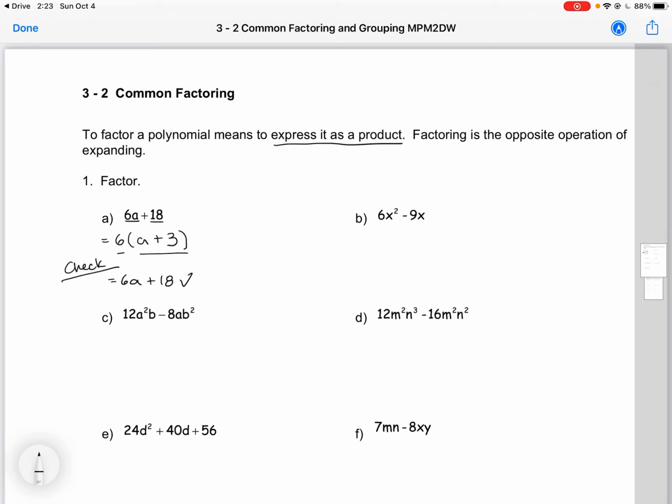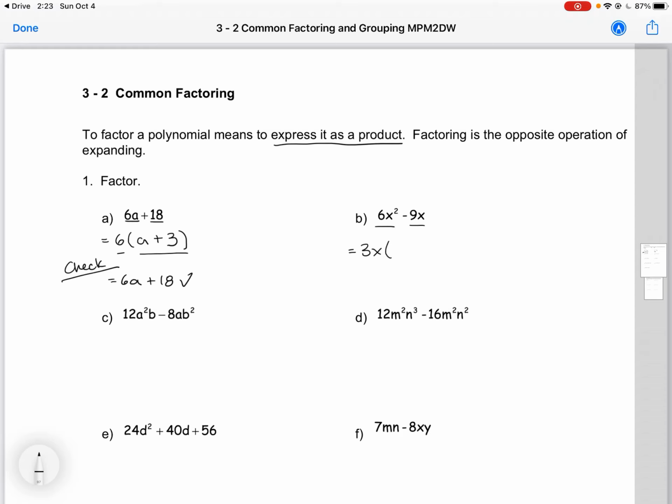The next one, now I'm going to look at my two terms. My first one, I have 6x squared. My second one, I have 9x. So now I've got two things in common. The first is that I can divide both of those numbers by 3. The second is that I can divide both of those by x. So that means that my common factor is 3x, and I'm going to put that in front.